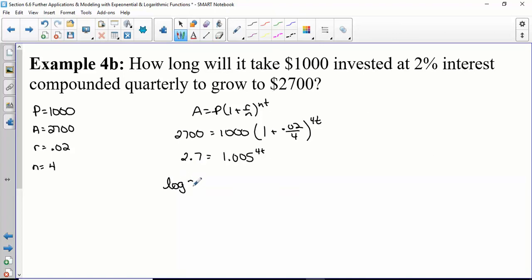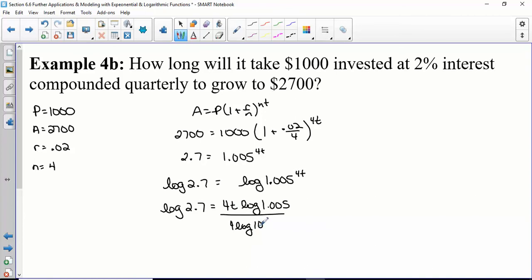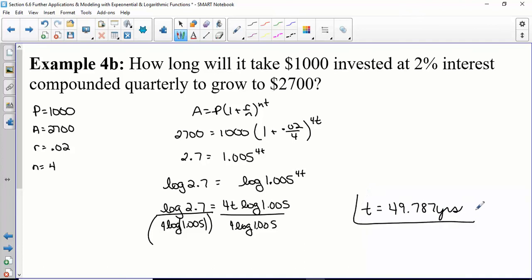We have to add a log here. It doesn't matter if you do the ln or not, because I don't have a base of e. Okay. Remember, with that, the exponent will come down. So then to get my t by itself, I can divide by my 4 log 1.005. And we get t equals log 2.7. Make sure for the denominator, you'll have to use a set here as well as your log when you're looking at your parentheses. And we get 49.787 years.